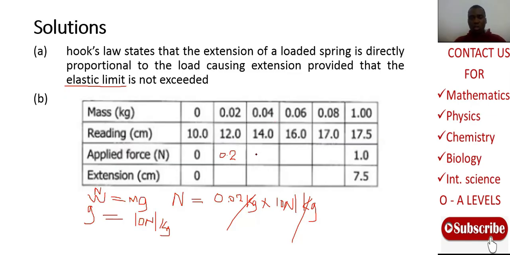So 0.04 times 10 simply gives us 0.4. We continue, this one will give us 0.6. So we're saying 0.06 multiplied by 10. Then we go to 0.08 multiplied by 10. This one is giving us 0.8.